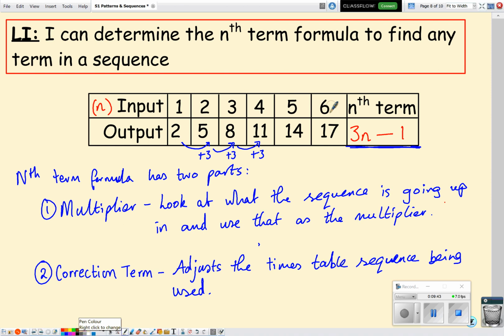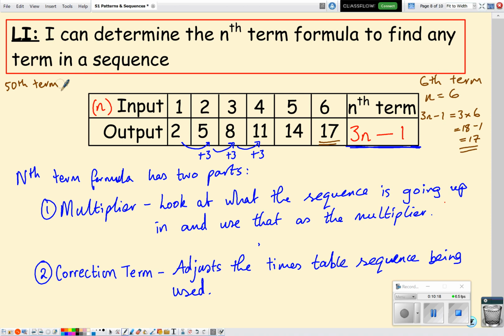So for the 6th term in the sequence, right, we would say n is equal to 6. Right, 6th term in the sequence will make n equal to 6. Well, let's apply the formula to that. So 3n take away 1 would be 3 times 6, which is 18, take away 1 gives us 17. 17 is what's in the sequence. So it works.